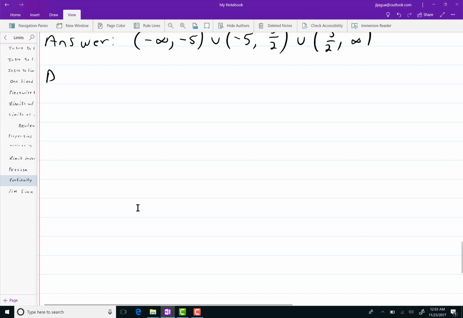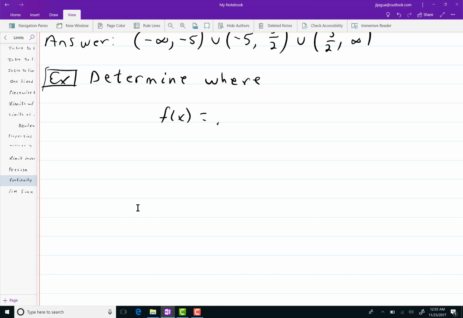As another example, determine where f of x equals the square root of 1 minus 1 over x is continuous. So remember, this is pretty much wherever it's going to be defined. You have a square root mixed with a rational function on the inside. So I'm basically just going to look for places where that's not defined.